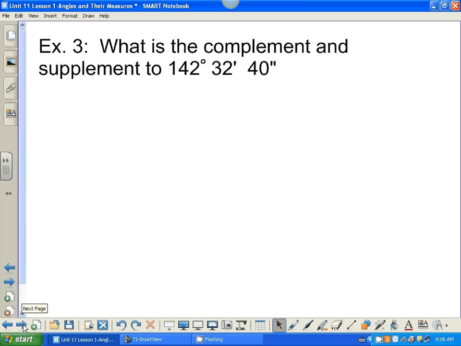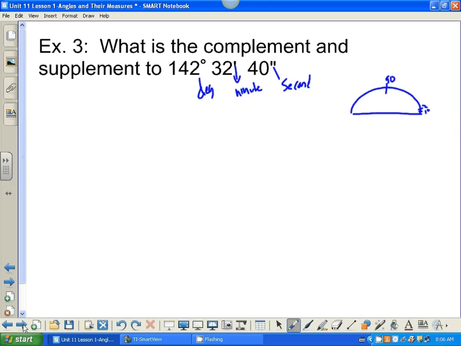All right. What is the complement and supplement to 142 degrees, 32 minutes, 40 seconds? I spoke with Ms. Judd, and she said that you went over this briefly last year. But here's the idea. A degree is very, very small. If you think of a protractor, this is 1 degree, 2 degrees, all the way to 90 degrees. This is considered a minute. This is considered a second. A minute is 1/60th of a degree. In other words, you need 60 minutes in order to make 1 degree. It works very much like time. And a second is 1/60th of a minute. So it takes 60 seconds to equal 1 minute.